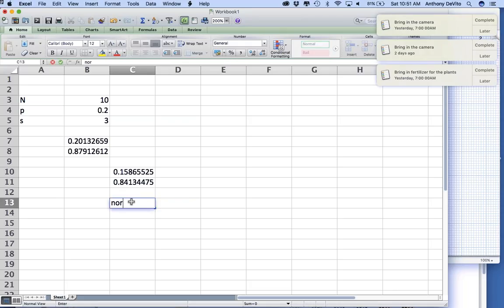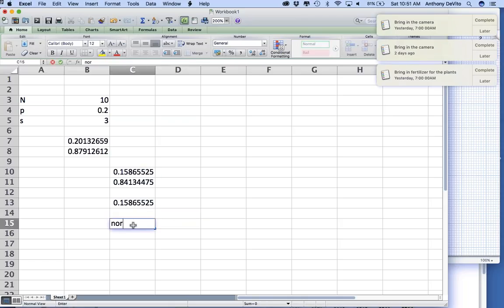Okay, now NORM.S.DIST. That's the standard normal distribution. What it's asking for is the z-score, and it will give you the area to the left of that z-score, just like our table does. You tell it the z-score, it gives you the percentage to the left. So for instance, let's say a z-score of -1. A z-score of -1 is 15.865%, same as we saw there.